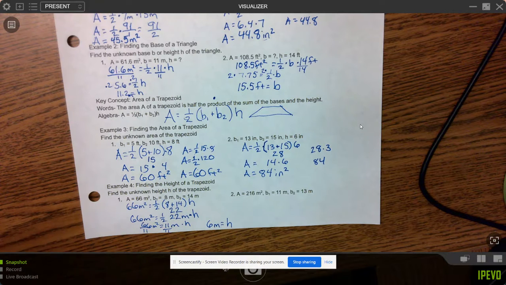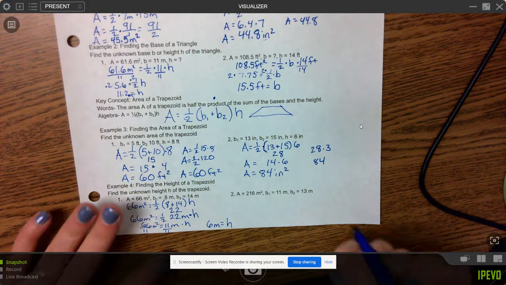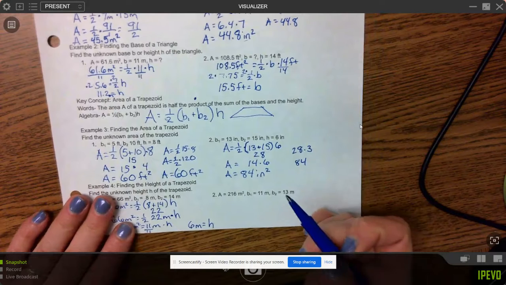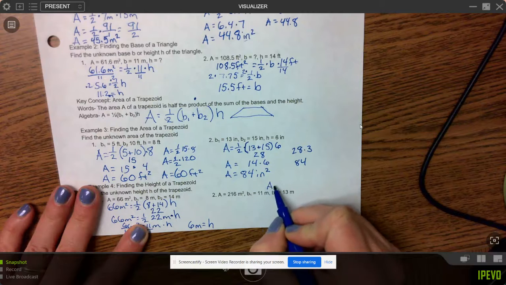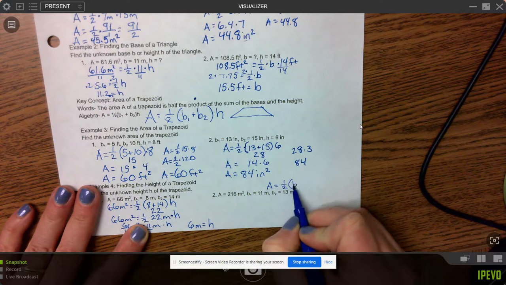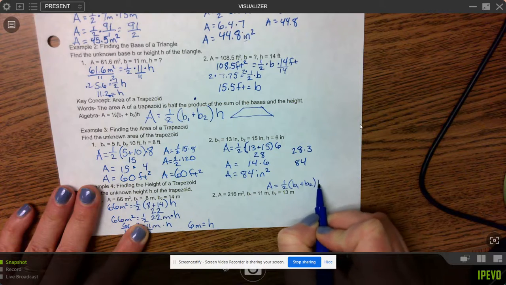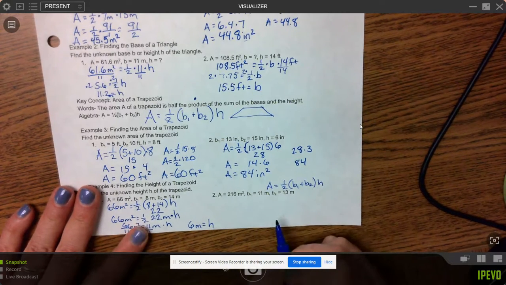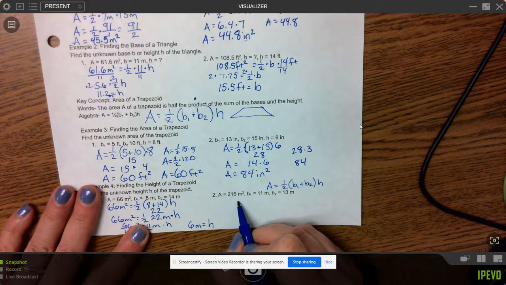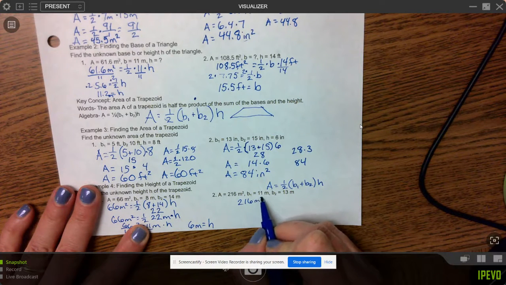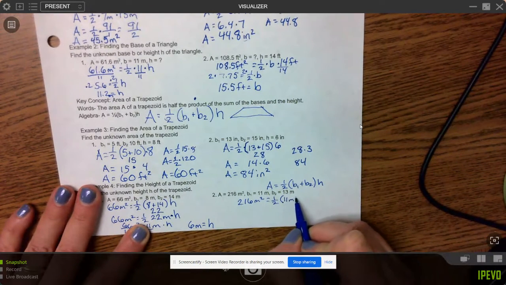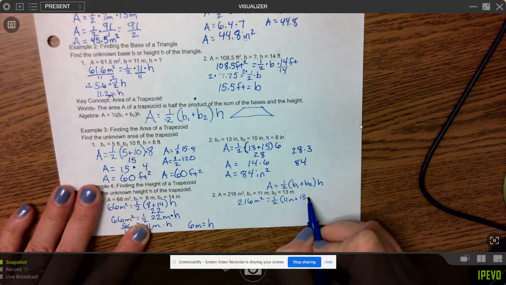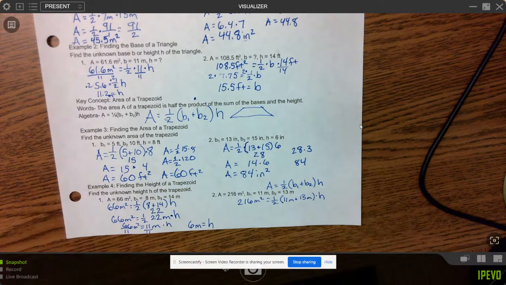You do the opposite. So if you're multiplying, you divide. If you're dividing, you multiply. So let's look at our very last one, and then we'll have some time to do some work. So our equation is area equals 1/2 base 1 plus base 2 times our height. So we're going to fill in the numbers that we know. Our area is 216 meters squared equals 1/2 base 1 plus base 2 times the height.